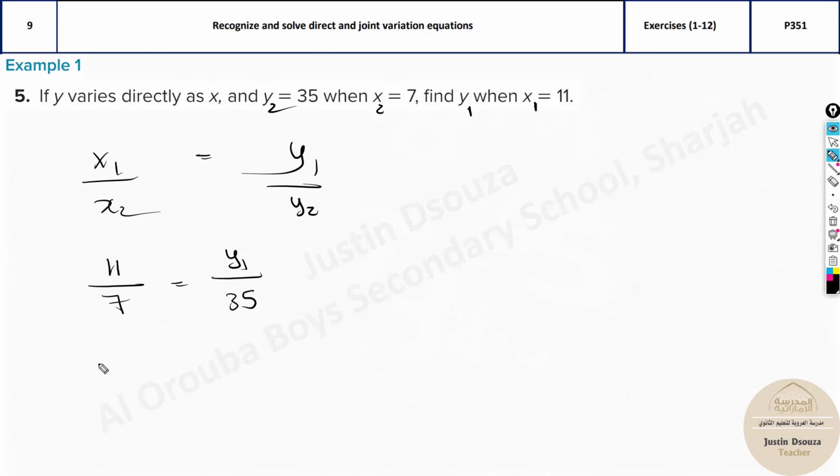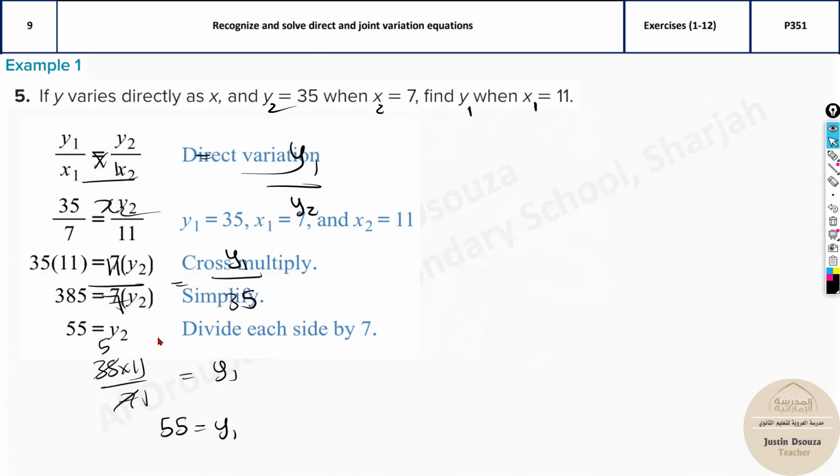Take the 35 to the other side. It will be 35 times 11 by 7. That is equal to y1. 7 1 times, 7 5 times. The answer is 55. That is the y value over here. So the final answer would be 55.